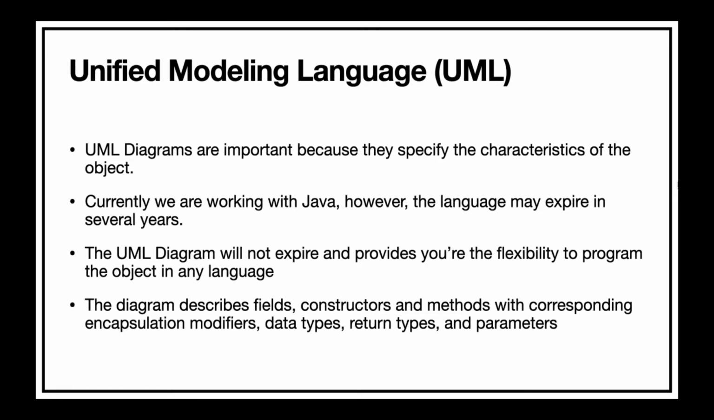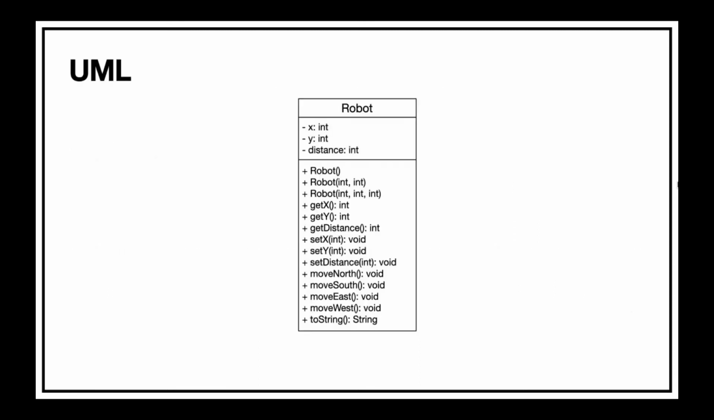This diagram will describe the fields, constructors, and the methods corresponding to the encapsulation and modifiers. This also includes the data types, the return types of certain methods, and of course the parameters that you need in order to execute in the program. This is the UML for the robot. Let's inspect what each component does. The very first thing is the name of the class. This is robot, and they usually put it at the very top of that box that you see there.